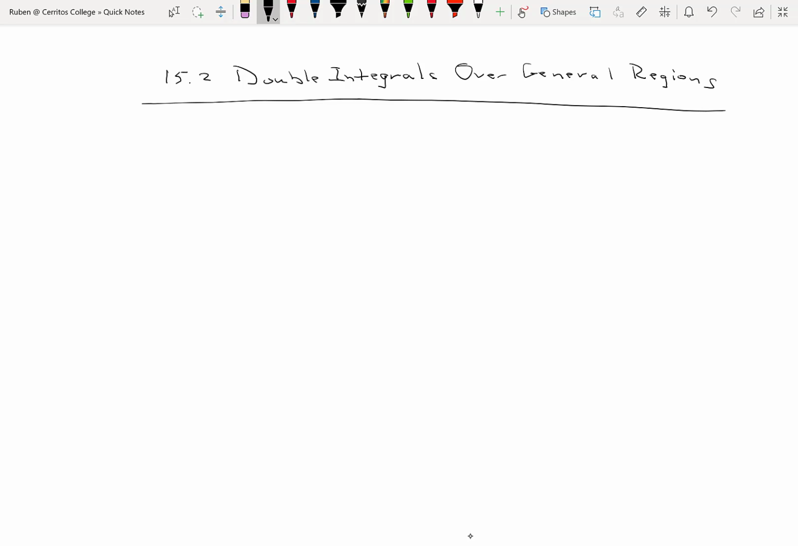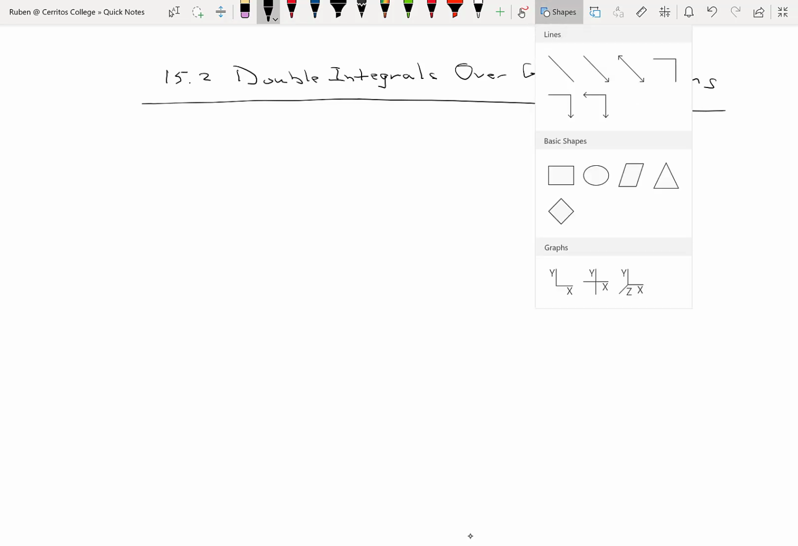In order to look at this section, we really need to put it in the context of picking up directly where we left off in 15.1. So I'm going to talk a little bit about what we did in 15.1 for maybe 5 minutes or so to segue into our new stuff.